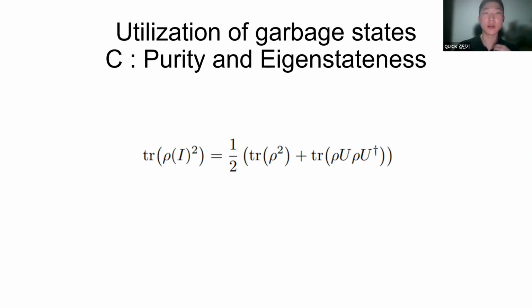However, this process requires exponentially many copies of the states. This is because to estimate this term here, trace of rho squared, we need to measure them in multiple ways, multiple samples to obtain a credible value. This is why the author called this application part C interesting but not useful.